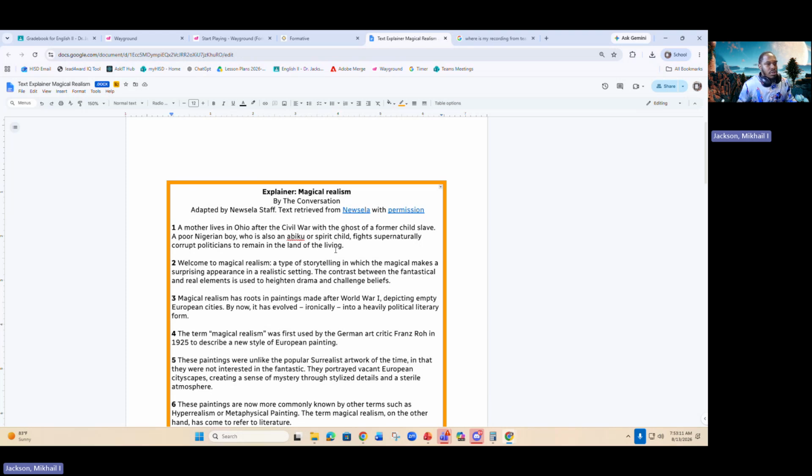All right, so this is a Word document open. This is for virtual learning, or for students who want to learn how to annotate virtually.